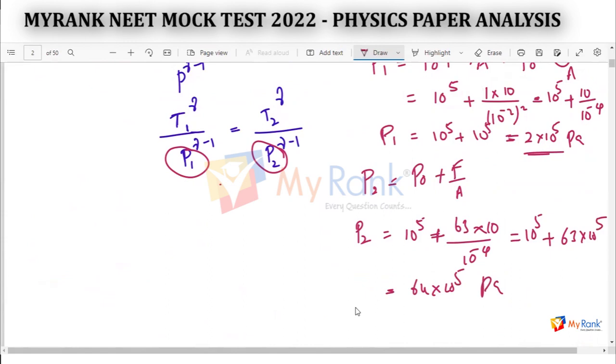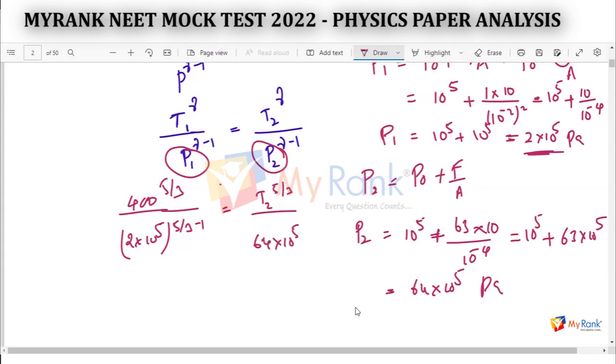So now we are substituting these values. T1 is given as 400, so 400^γ by P1, how much, students? P1 comes as 2 × 10^5, to the power γ minus 1. Here I can write the gamma value. Here it is helium, so it should be monatomic, no, students? Yes, monatomic. So for monatomic, γ is 5 by 3. So this is 5/3 minus 1, isn't it? Equals T2^(5/3), and here P2 is 64 × 10^5, whole power.